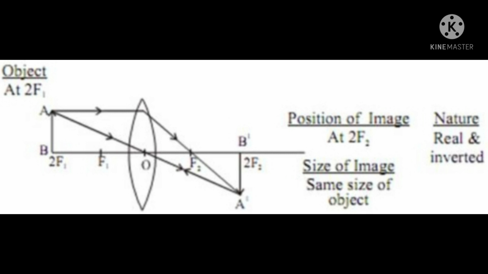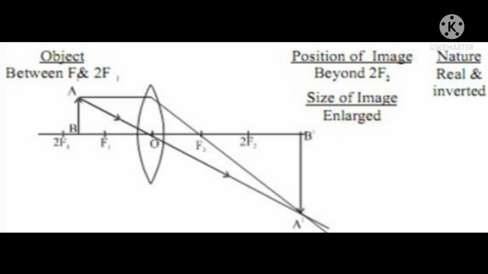अब next मा हेर, if you keep the object between f1 and 2f1, 2f1 मा राख्दा you'll get the position beyond 2f2. यहाँ फिगर मेरो beyond 2f2 मा पाउँछ and the image is enlarged, ठुलो हुँदो रहेछ object भन्दा image ठुलो, enlarged, and the nature is real and inverted.